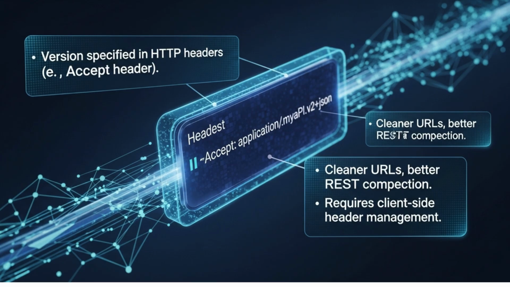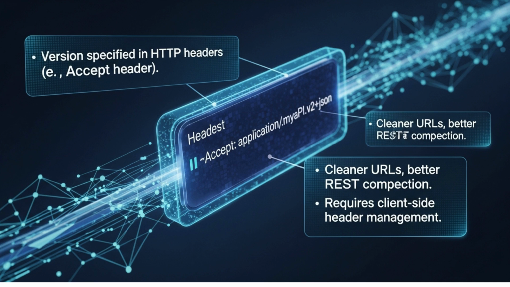Next up is header versioning, a more nuanced approach. Instead of the URL, the API version is specified within HTTP request headers. Often this uses the Accept header, where you might send something like Accept: application/vnd.myapi/v2+json. This method keeps your URLs cleaner and is often considered more compliant with REST principles, as the resource identifier remains constant regardless of its representation.